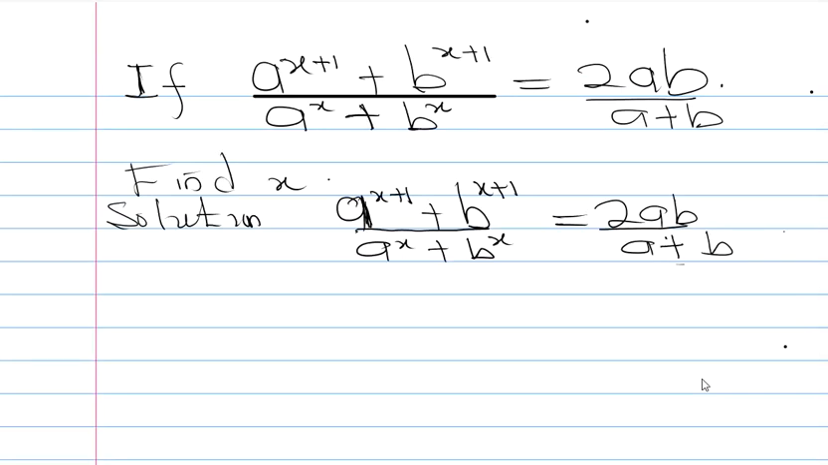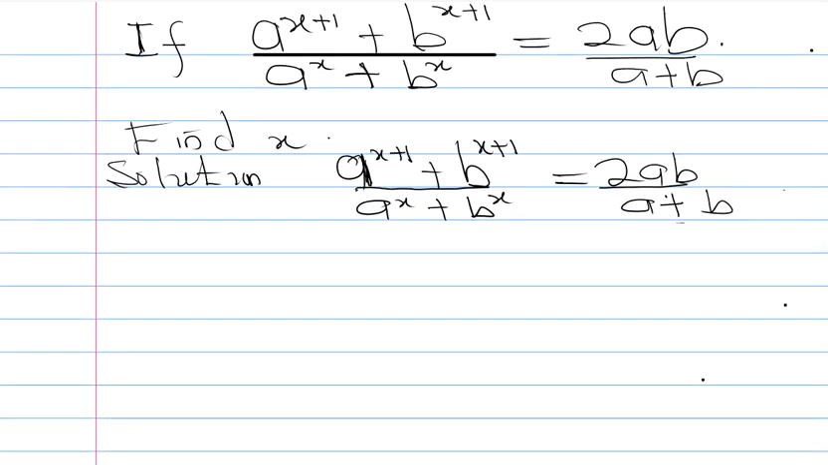Can you solve this question? Let's start. So we are going to apply indices. If (a^(x+1) + b^(x+1)) / (a^x + b^x) = 2ab. Now to solve this one, the first thing here, step 1.